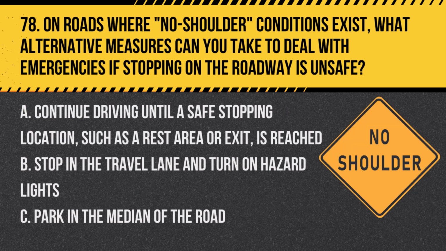Question 78. On roads where no shoulder conditions exist, what alternative measures can you take to deal with emergencies if stopping on the roadway is unsafe? A. Continue driving until a safe stopping location, such as a rest area or exit, is reached. B. Stop in the travel lane and turn on hazard lights. C. Park in the median of the road.